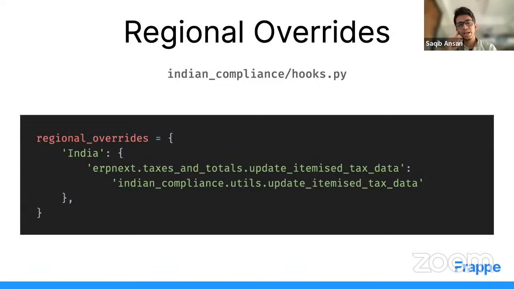This is not, I think, used heavily even in India. This is a specific use case. Let's say you have to override a method from the core ERPNext and use your custom method. You will do this via hooks. You just namespace it with India, like for India. Now this method will be overwritten. So ERPNext.taxes_and_totals.update_itemized_tax_data will be overwritten with your app method, basically, whatever you have.